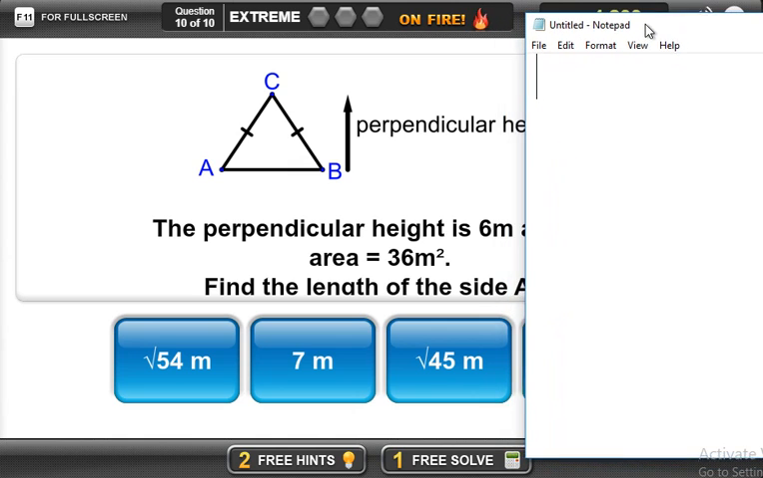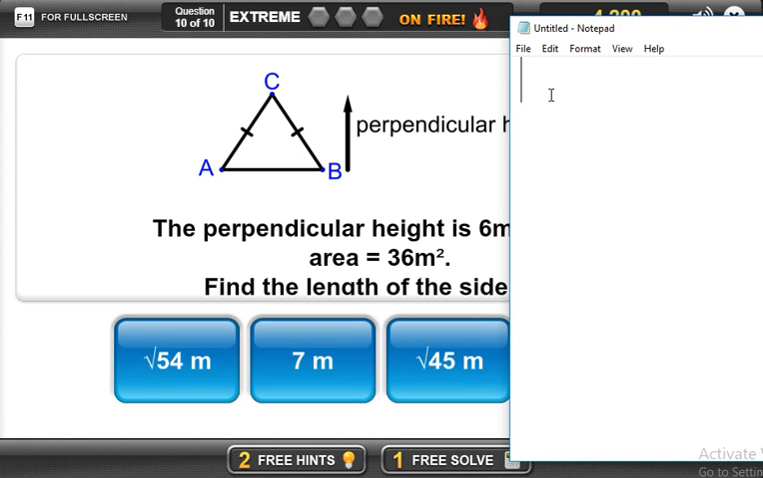Alright, so we know that the base, let's say base times height of 6 divided by 2, we'll use a slash as divided by 2, is going to be equal to 36. Alright, so because base times height divided by 2, which is the same as a half, is the area of a triangle. The area of a triangle is given as 36.